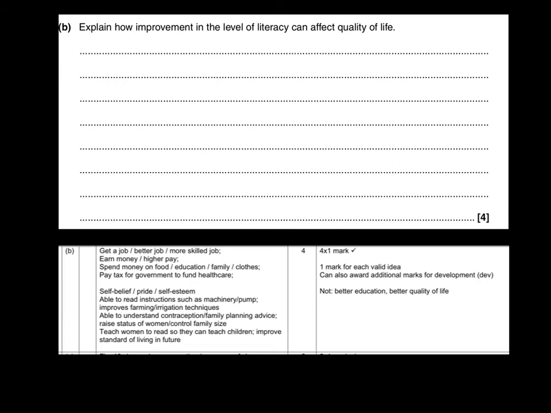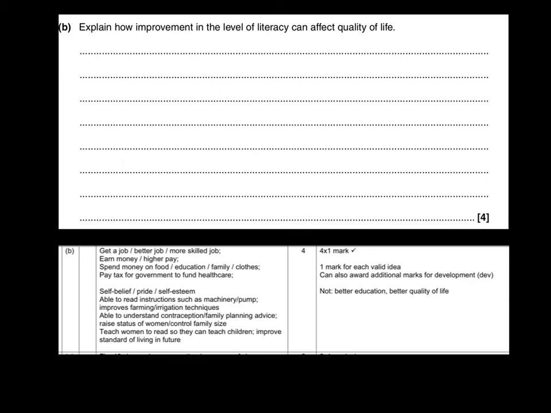Question B was one that people generally got 2 or 3 marks on, but very few people got 4 marks. Again, if you have a look at it, it's a 4-mark question. Explain how improvement, and it's going to be one of those questions where yes, you're going to get marks for developing, but also you can just put down lots of ideas. Now, it says improvement in level of literacy. Now, interestingly, just saying better education, better quality of life doesn't get you any marks. You've got to explain why.